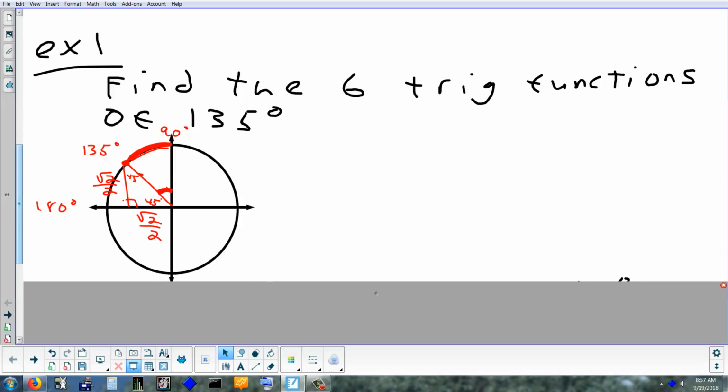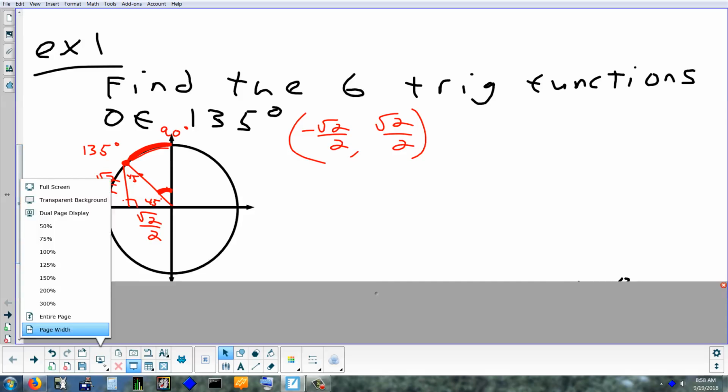When you write the coordinate though, make sure you take into account the direction. If you go left, you got to put a negative. If you go down, you got to put a negative. Right, so the coordinate: negative root 2 over 2, because we went left. And then positive root 2 over 2, because we go up. Other than that negative, everything else is exactly the same as what we did yesterday. Any questions on how we got that coordinate?